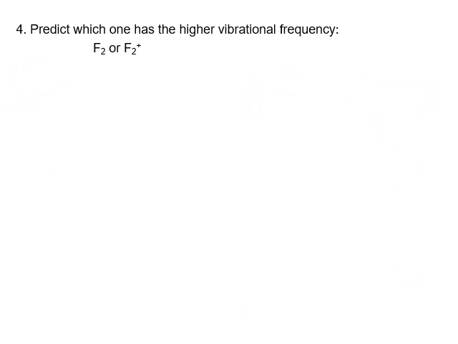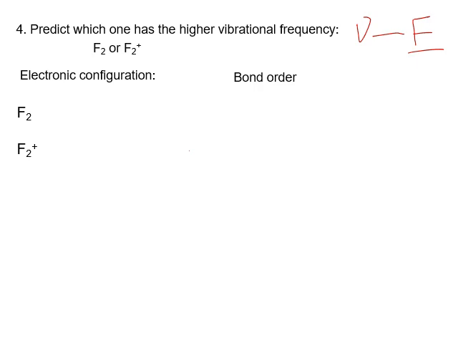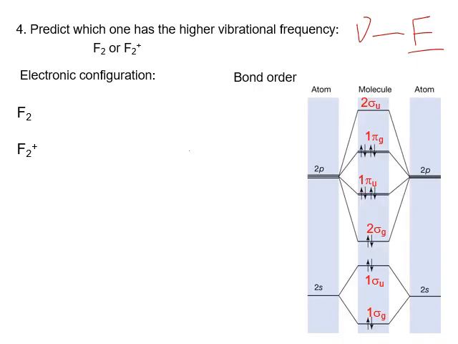Question number 4. Predict which one has the higher vibrational frequency, the fluorine molecule or the fluorine cation. Now, vibrational frequency is related to the force constant, and force constant is a measure of bond strength. And so, again, we need to look at the bond order. To calculate the bond order, we need to look at the energy diagram. And here is the correct energy diagram for fluorine. The valence electron count for fluorine is 7. It's group 7. So times 2, that gives you 14 electrons.